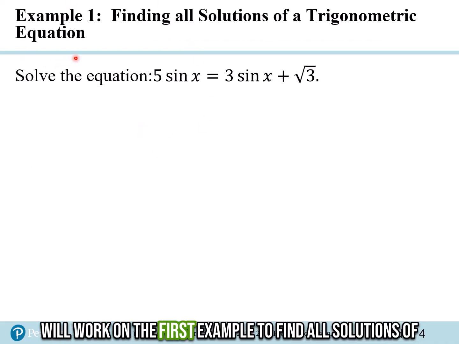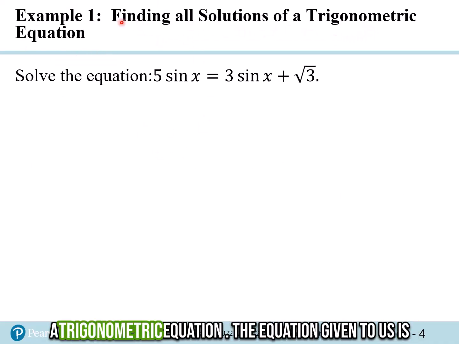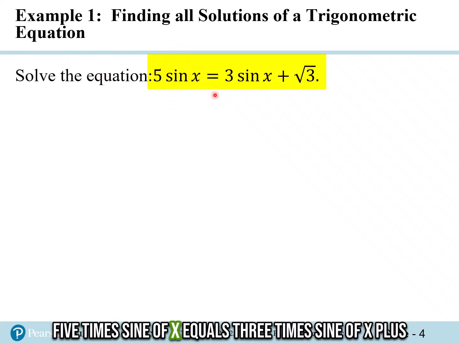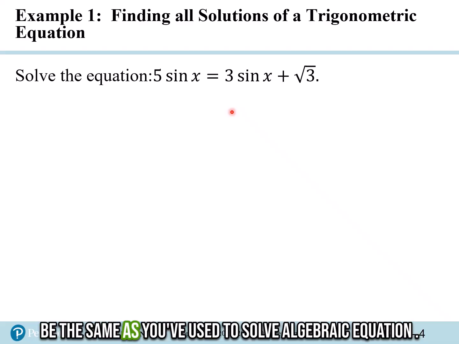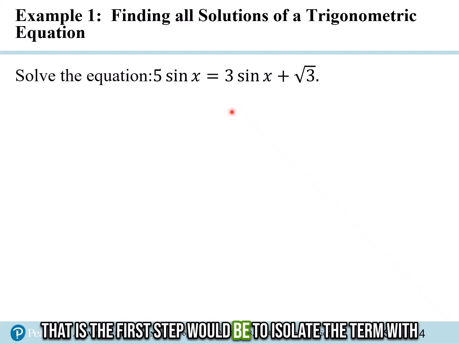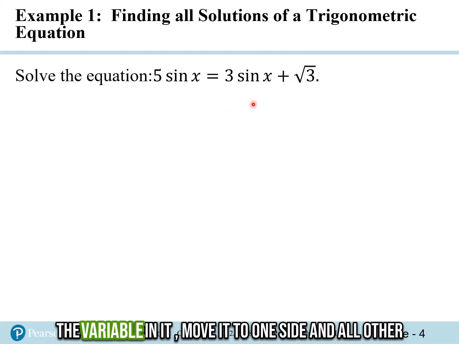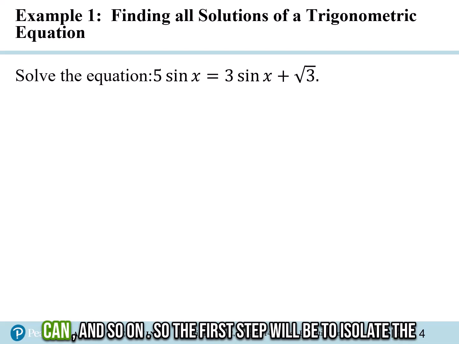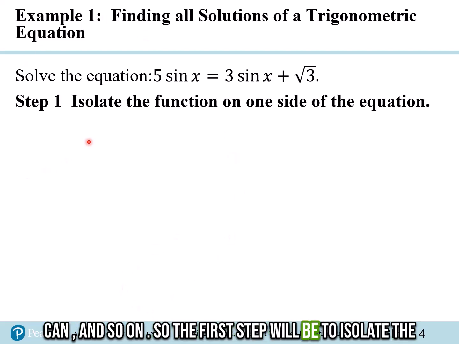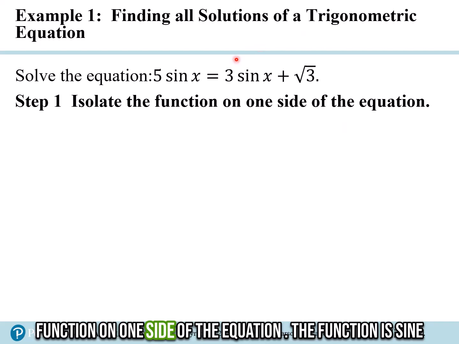We will work on the first example to find all solutions of a trigonometric equation. The equation given to us is 5 times sine of x equals 3 times sine of x plus square root of 3. Now, the general process will be the same as you've used to solve algebraic equations. That is, the first step would be to isolate the term with the variable in it, move it to one side and all other terms to the other side, combine terms whenever we can, and so on. So the first step will be to isolate the function on one side of the equation.